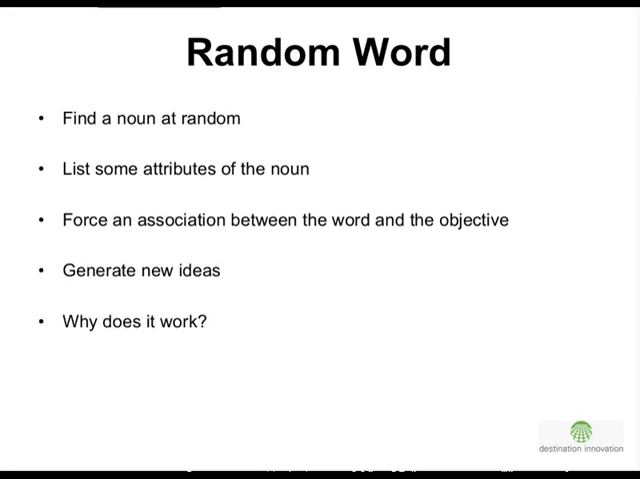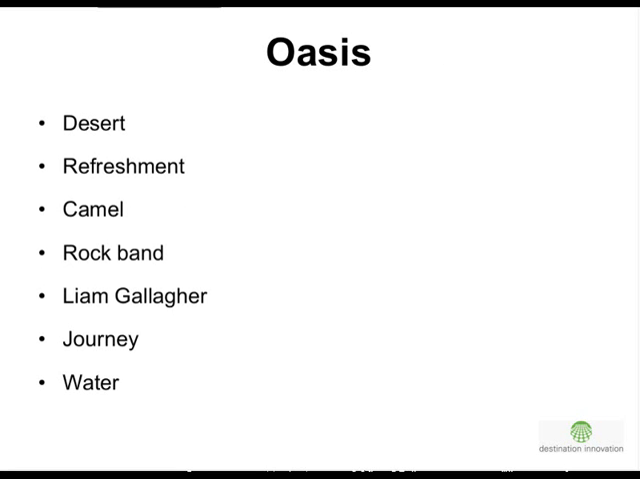So let's take an example. Let's say that the word was oasis that we turned up. And the challenge we have is how to attract a lot more visitors to Bognor Regis. That's our challenge. We're working in the tourist office. And we use the random word and we get the word oasis. So what associations would we have for the word oasis, the noun?